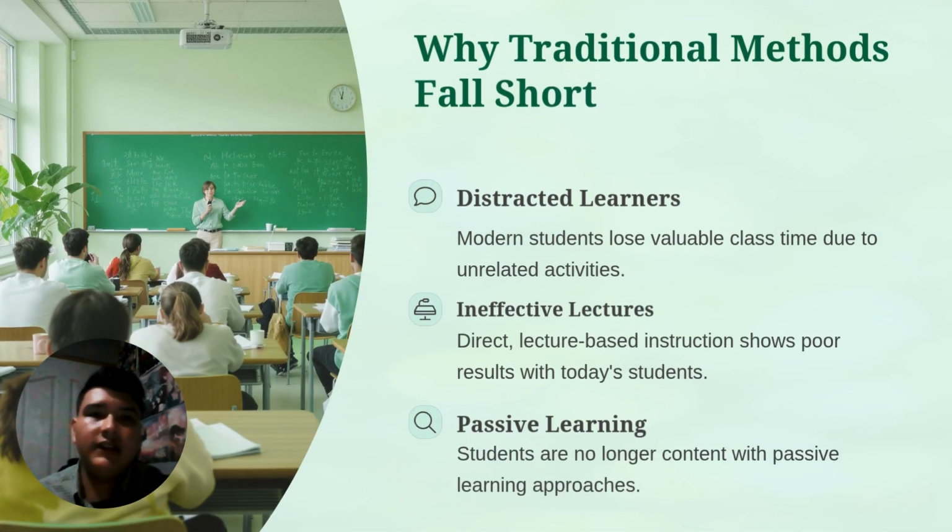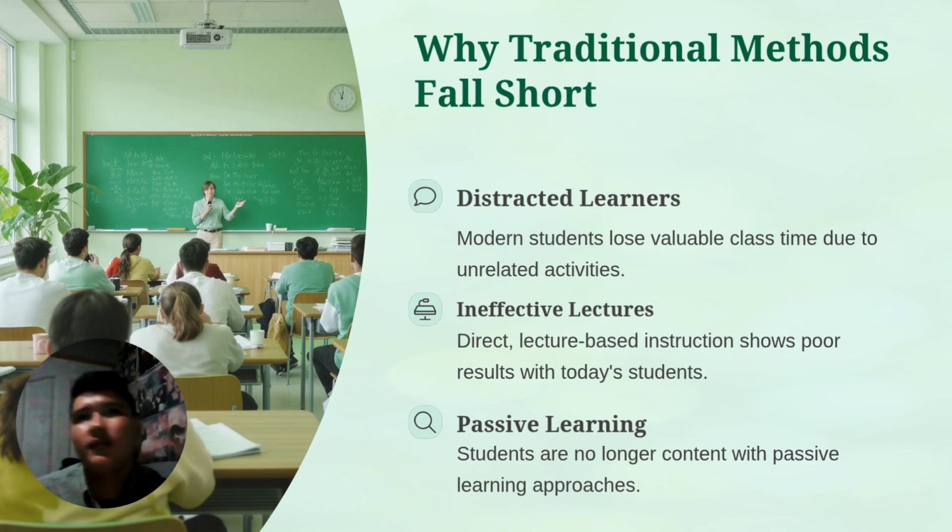Okay, so in this article, we also see some of the ideas of different authors on how important it was to create new models or new methods for teaching and learning English in today's world. So, as stated by Ash in 2012, some of the ideas or some of the reasons why traditional methods fall short is because of, first, distracted learners. As we know, modern students lose valuable class time due to unrelated activities.